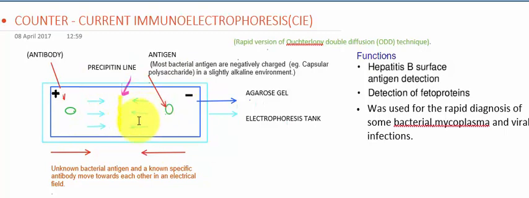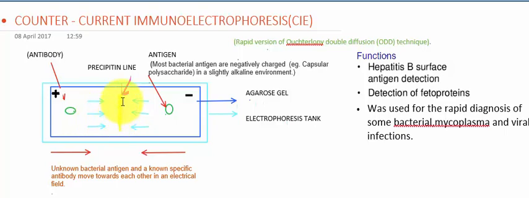So the antigen and antibody move towards each other and form a precipitin line. Here the antigen is unknown, but the antibody is from a known specific sample. Both are applied in the electric field so that they can move towards each other. Generally, it is a qualitative process, as we are not discussing the concentration of antigen or antibody. But if you see the thickness in this picture, the thickness is slightly more. So you can say that the antigen concentration is more in this experiment.